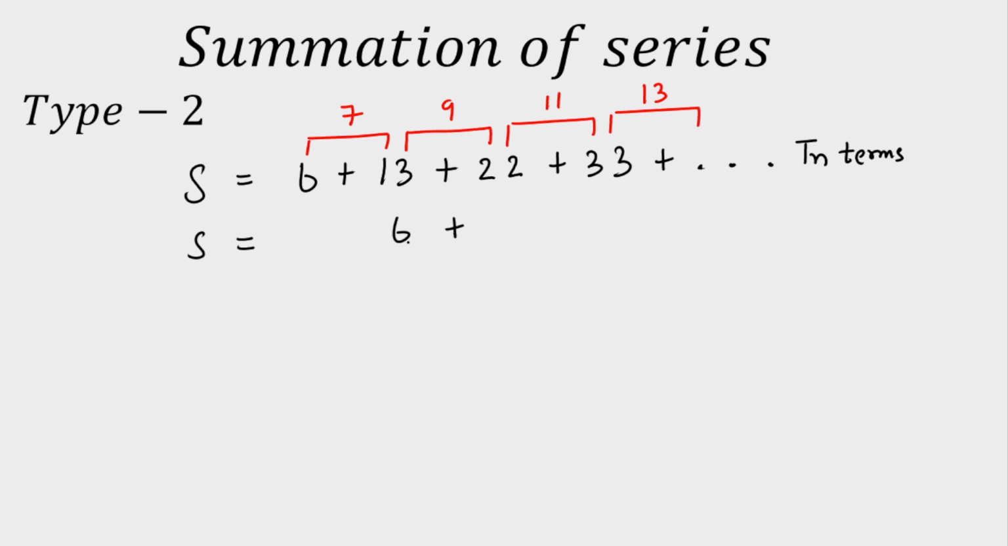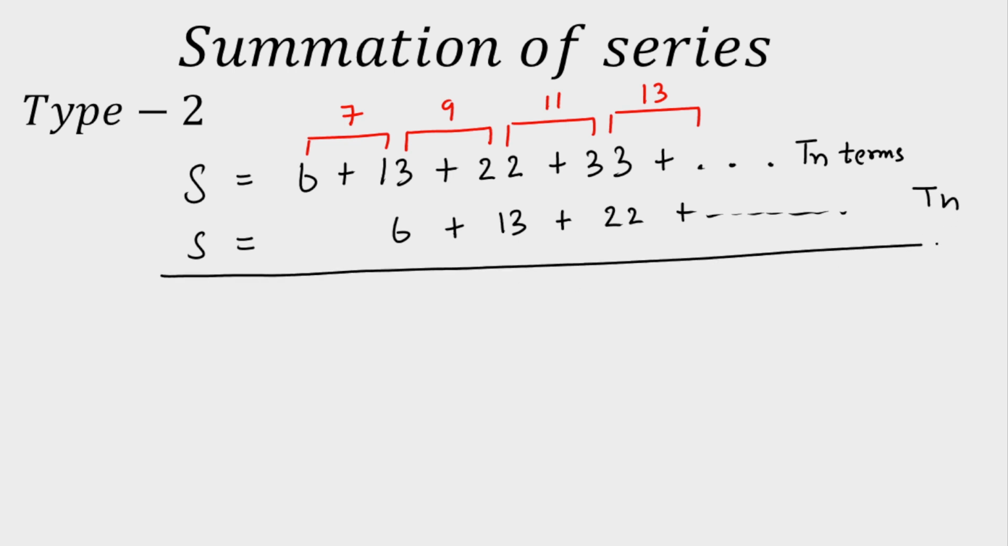That means I'm going to write here 6 plus 13 plus 22 and so on till the nth term. And here I'm going to subtract the series because the difference is coming in AP. So S minus S will be 0 here, and on the other side you will get 6 plus 7 plus 9 plus, as you can see the difference will be 11, and as you can see the difference is moving in AP, and till the last term we are doing like this, and here something will come.